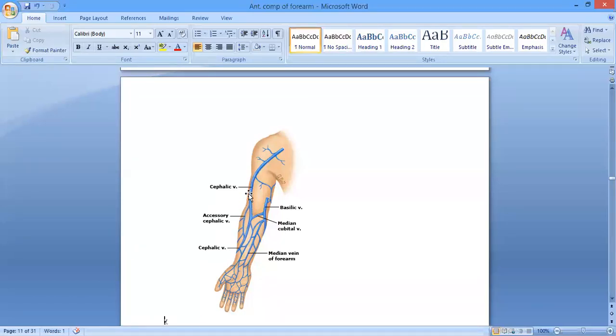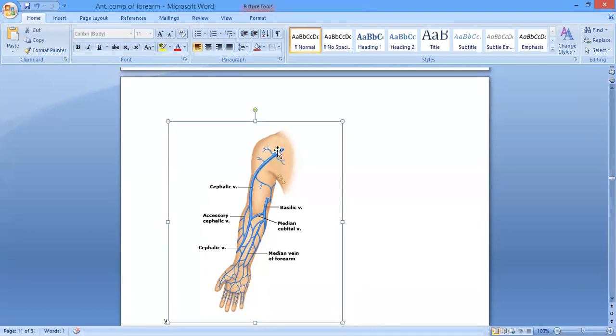It runs on the lateral aspect of the arm over the biceps muscle, and when it reaches near the shoulder, it runs in the deltopectoral groove between the pectoralis major and the deltoid muscle, and then reaches the deltopectoral triangle. Here it is going to pierce and enter the axillary vein.